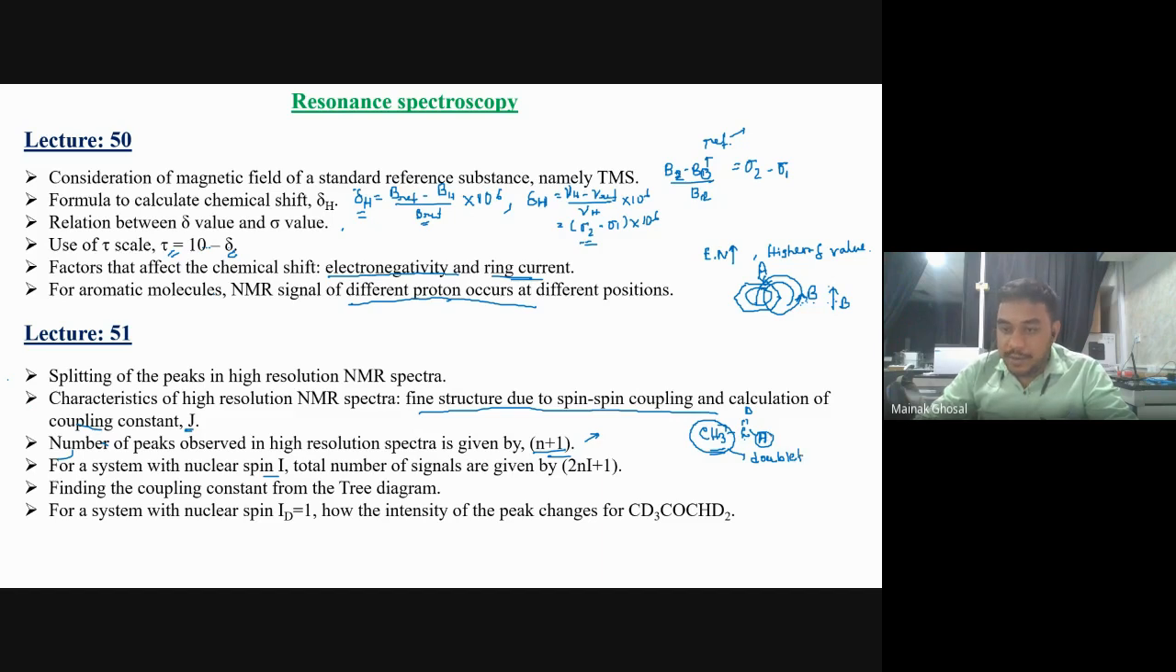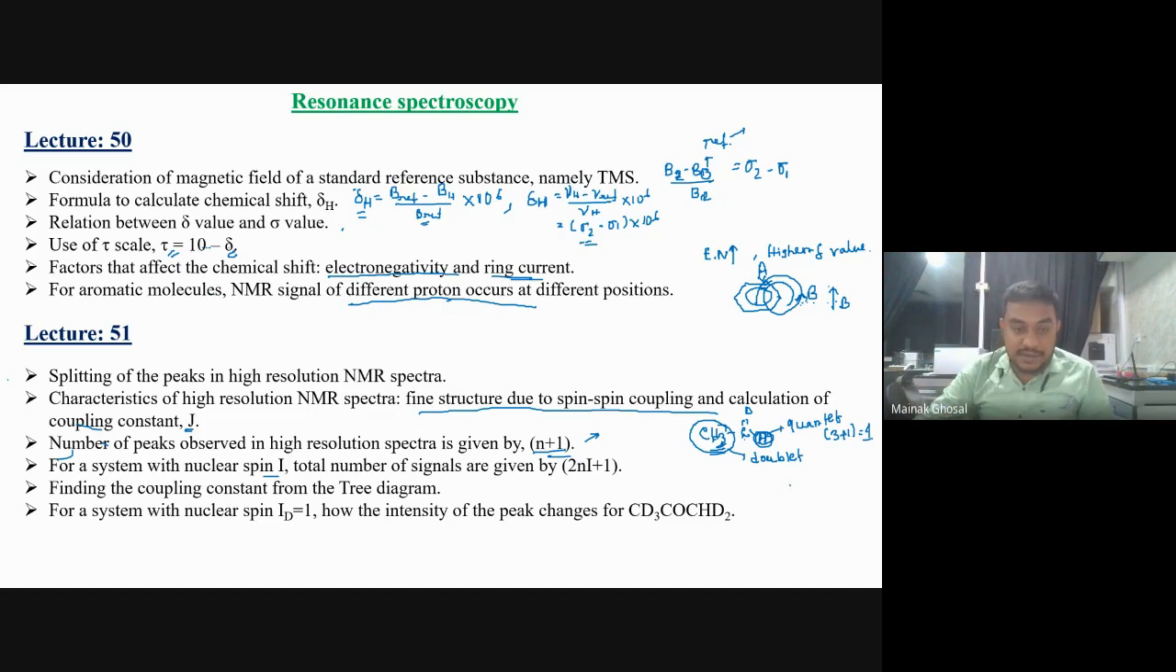And what about this hydrogen? There are 3 hydrogens nearby, right? So it will form a quartet. Why a quartet? Because there are 3 different hydrogens, so 3 plus 1, there will be 4 peaks. Now, what should be the intensity of the 4 peaks? Are the 4 peaks the same, or do they have different intensities?